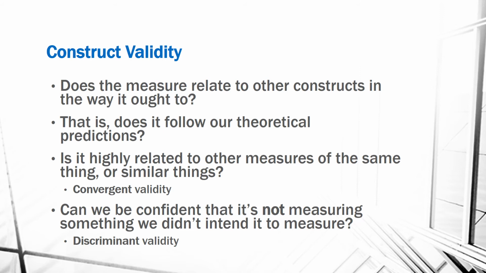Another way we can assess construct validity is looking at convergent or discriminant validity. Convergent validity refers to whether it is highly related to other measures of the same thing or similar things. Discriminant validity, on the other hand, is whether we're confident that our measure is not measuring something that we did not intend for it to measure.